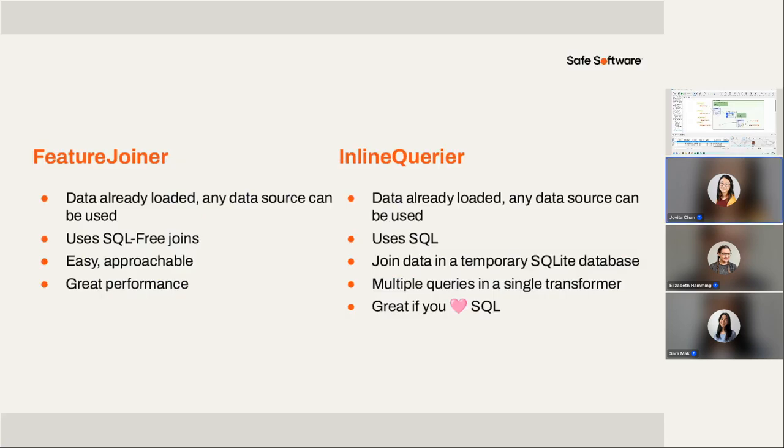Now we're going to look at the SQL side transformers. We're going to look at the inline querier first. And as a quick recap, kind of comparison, your feature joiner already has the data loaded. So does the inline querier. So you've already got your readers in there, and you're working with data that's accessible to your workspace.